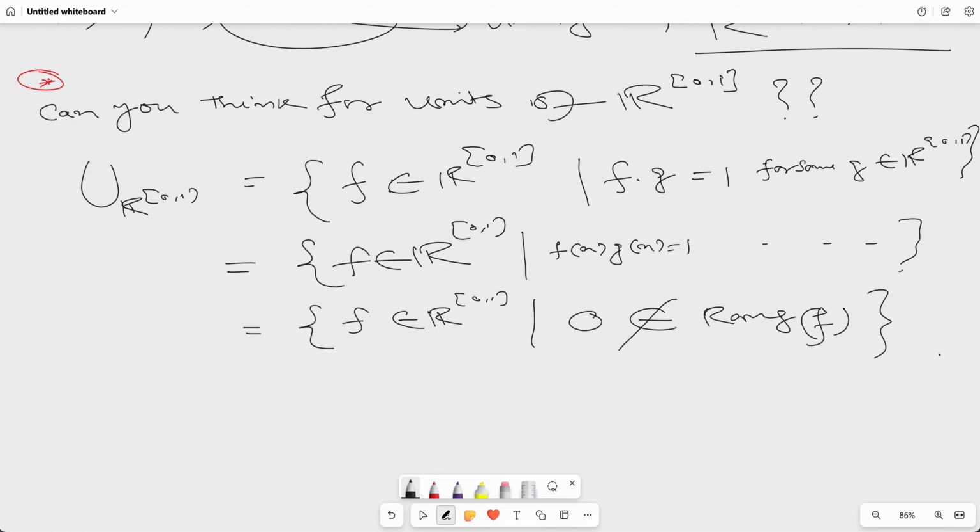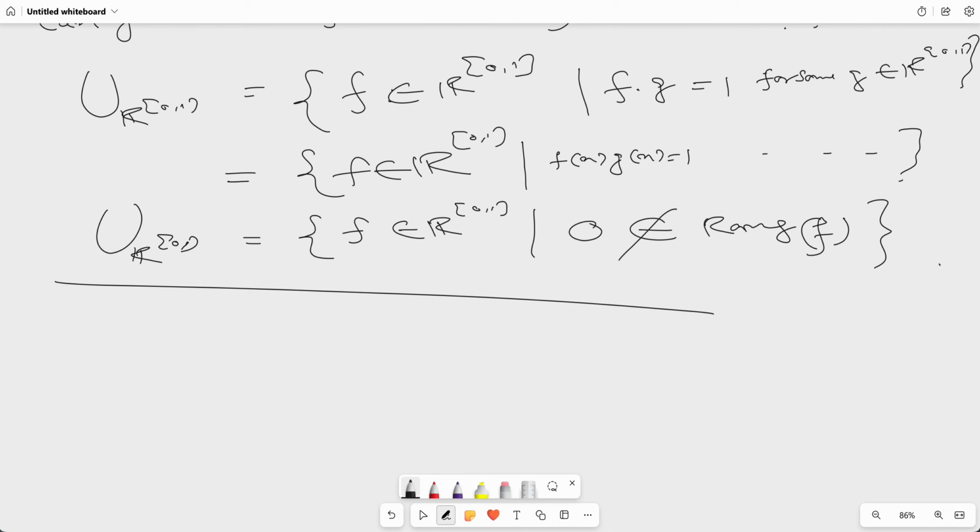Okay, so that's it, range of f. These are the units, right? These are the units for the ring R^[0,1], that means the set of all functions from [0,1] to R, right? In the last class I proved that if it is a unit, it cannot be a 0 divisor, right?